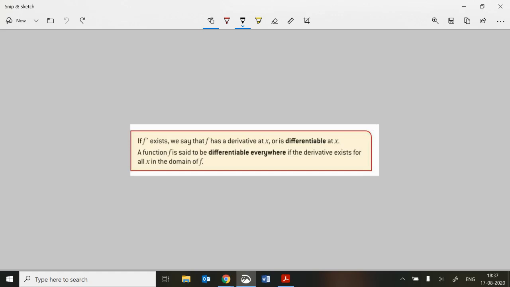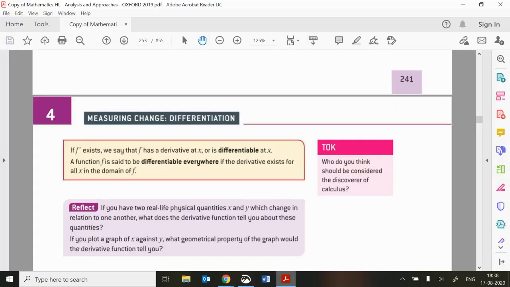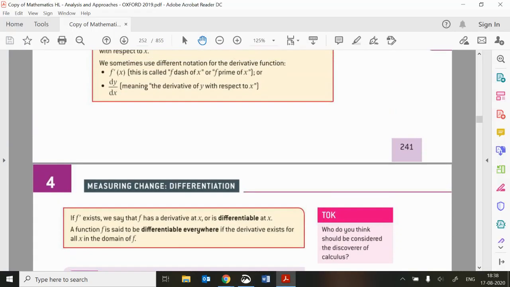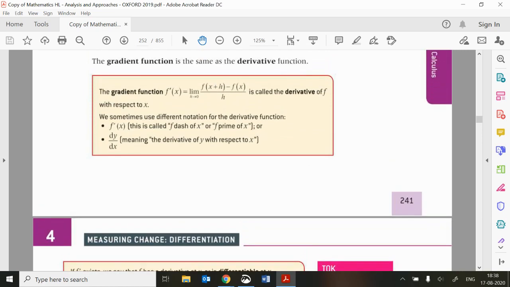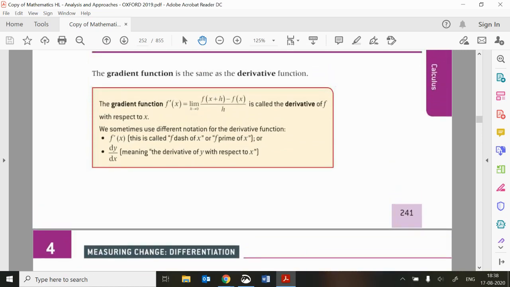I think they're just saying, is this function differentiable everywhere? In other words, does the derivative exist for all given x? I wouldn't worry, you're not going to get tested on that, but I think it's just saying that a function is differentiable everywhere if the derivative exists for all x in the domain. And therefore, we can use this new formula with x in rather than a. That's the way I read it, at least, anyway.